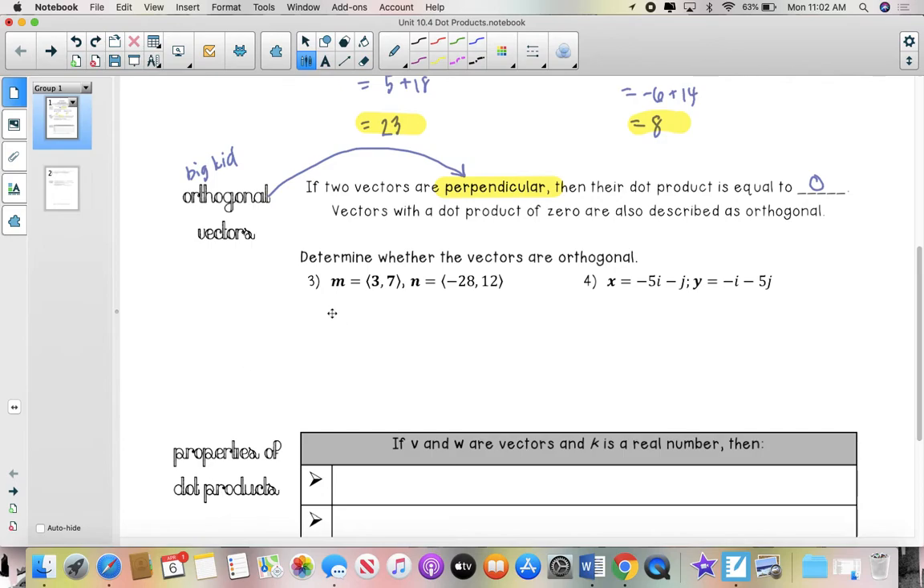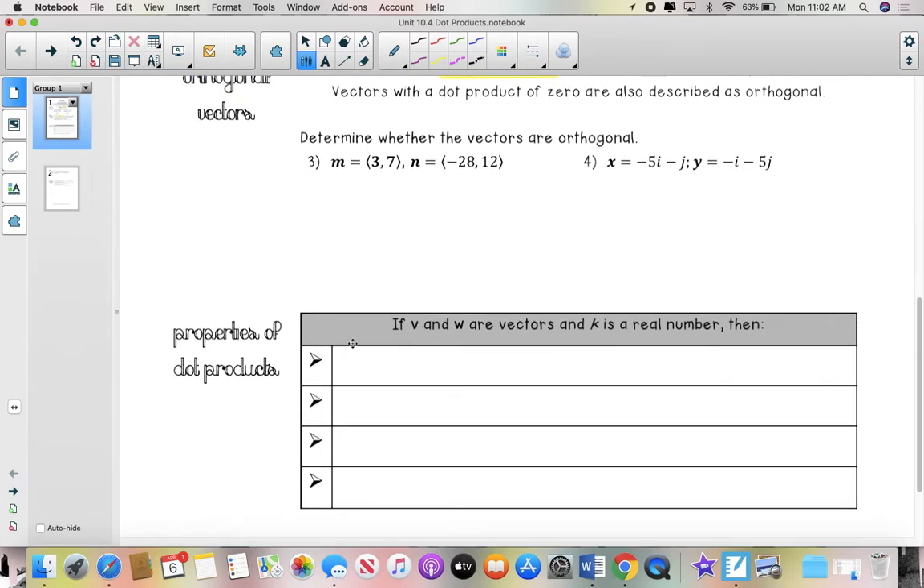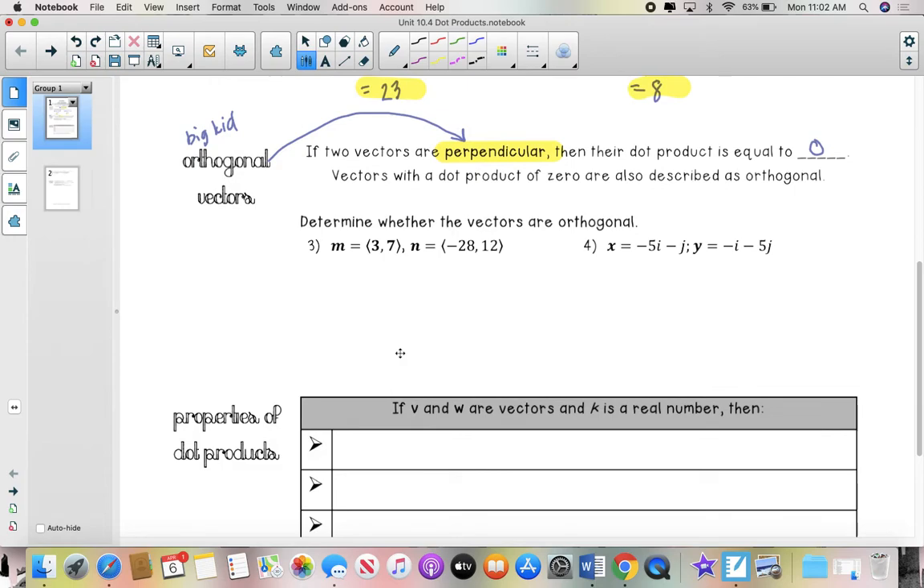So let's go ahead and do 3 and 4. We'll fill out this table in the next video, and then do the rest in the next video. So you're doing the exact same thing. You're just finding the dot product, but you're saying if it equals 0, it's orthogonal. So we're going to do 3 times negative 28 and 7 times 12. 3 times negative 28 is negative 84, and 7 and 12 get you 84. So these are orthogonal. I'm just going to write therefore, orthogonal.